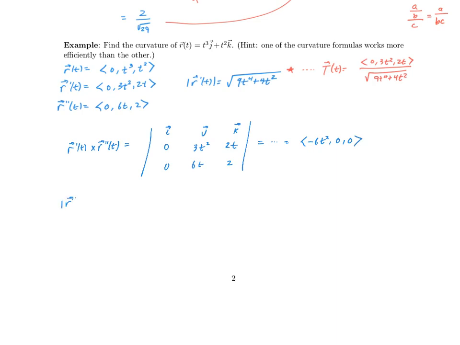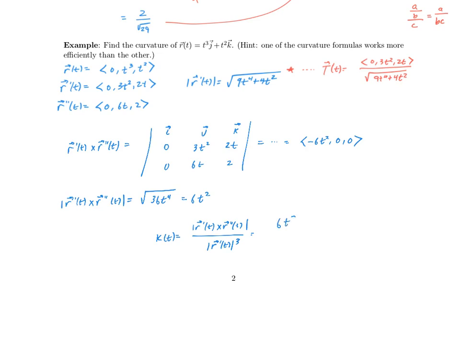So the magnitude of r prime crossed with r double prime works out very nicely here, almost too good to be true in a sense. You would get the square root of 36t to the fourth, which is 6t squared. And we now have all of the information that we need for the curvature. So a reminder of the formula we're using, the magnitude of r prime cross r double prime, so a number, divided by the magnitude of r prime cubed, another number or scalar value.